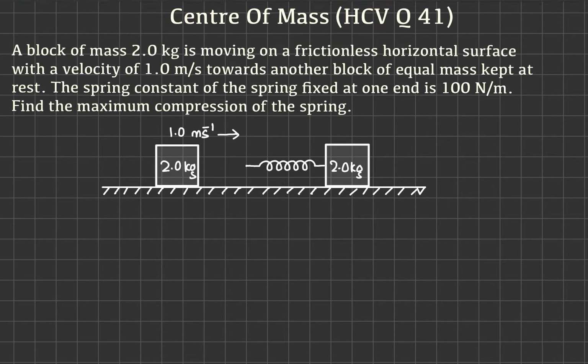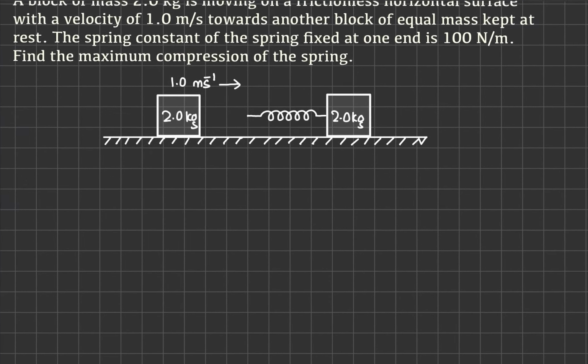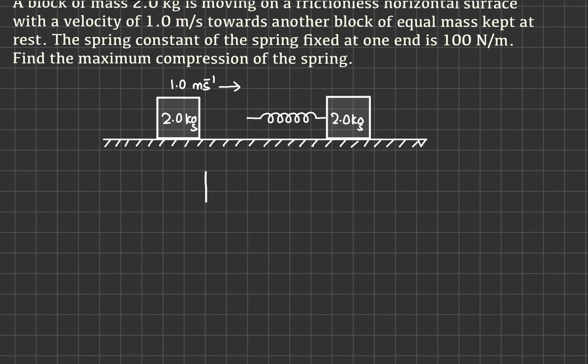The spring constant of the spring fixed at one end is 100 Newton per meter. Find the maximum compression of the spring. So if we analyze the system given here, the 2 kg block, after moving some distance, will come in contact with the spring. Here, let's name the left block as A and the right block as B.